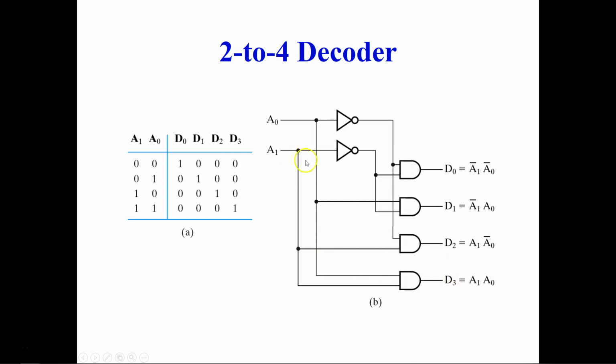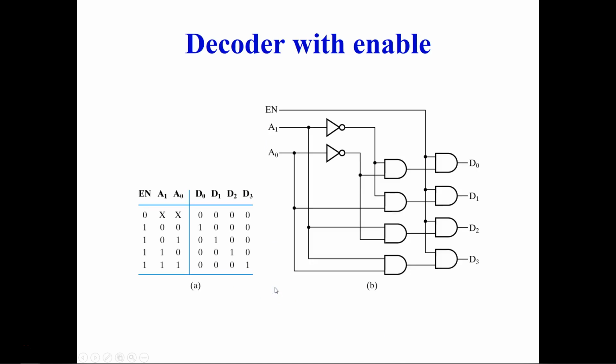So you have A1 A0 going into this AND gate, and here it is A1 and A0, and then in this one A1 bar and A1 bar dot A0. So this is the 2-to-4 line decoder. Now let's see the 2 to 4 line decoder with the enable.